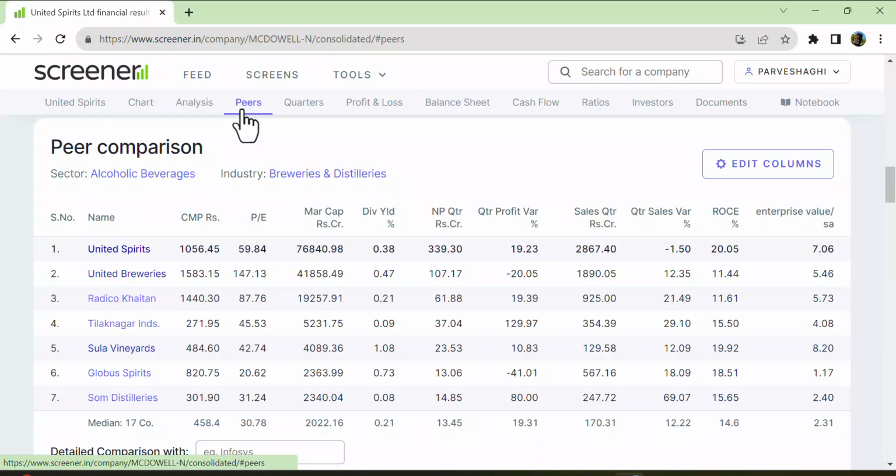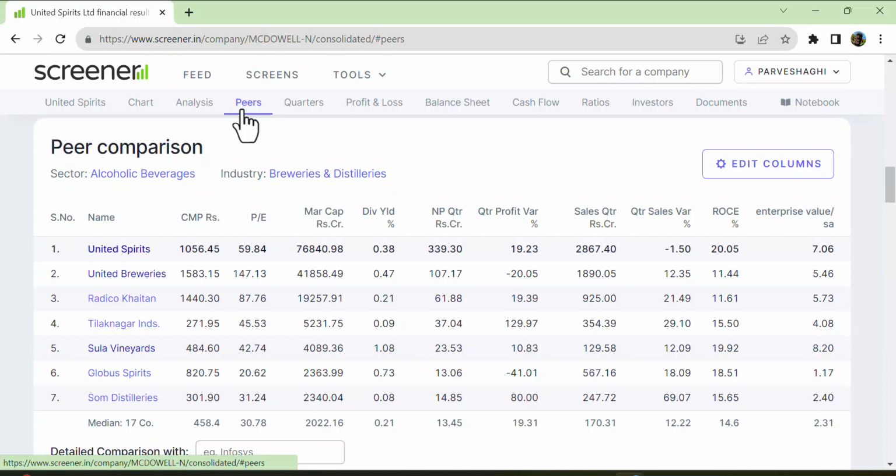Now we are in the current year, 2023, after 1 year. Then your Sula Vineyards 42, Som Distilleries 31 and Globus Spirits 20. But the companies which have a sizable market cap, their companies are very small, so we can't compare them. They are the outliers. So if you look at the market cap, this is the highest market cap, which is trading at 59. Then the second company, United Breweries 147, and Radico Khaitan 87, 19,000. So this is a good market cap. And then these are very small companies. Sula is 4,000. Of course, this Tilaknagar Industries is 45.